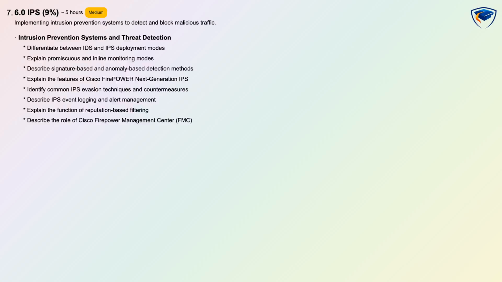You'll also learn about explaining the features of Cisco Firepower Next Generation IPS, identifying common IPS evasion techniques and countermeasures, and describing IPS event logging and alert management. Additionally, this domain covers explaining the function of reputation-based filtering, and describing the role of Cisco Firepower Management Center, FMC.